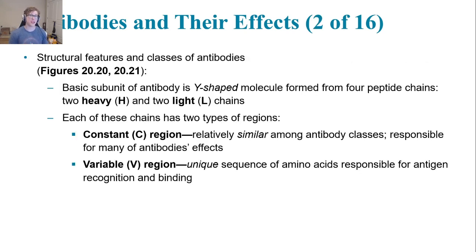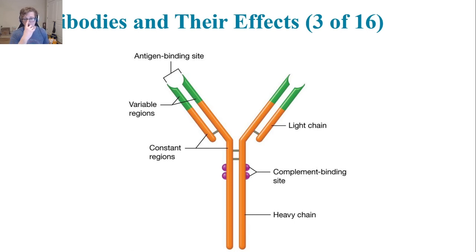First off, understand the structural units of the antibody, where it is a Y-shaped molecule with 2 heavy and 2 light chains. Conceptually, understand that there's a constant region and a variable region. Now, it looks like this. The constant region is going to be the same. Think about this as your structural backbone.